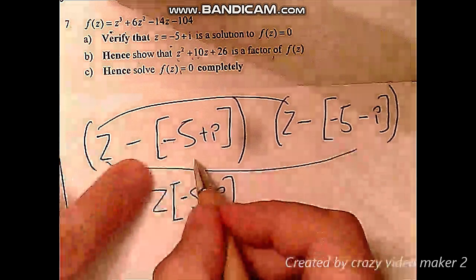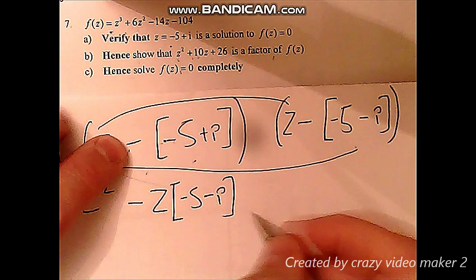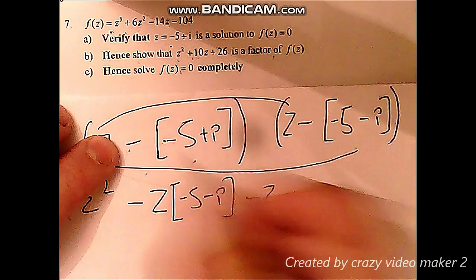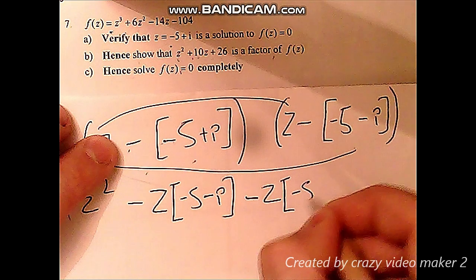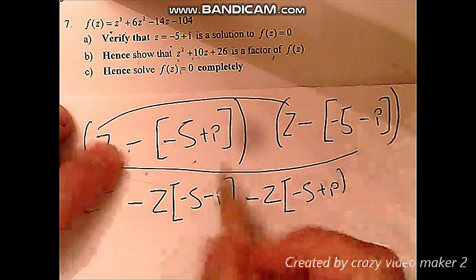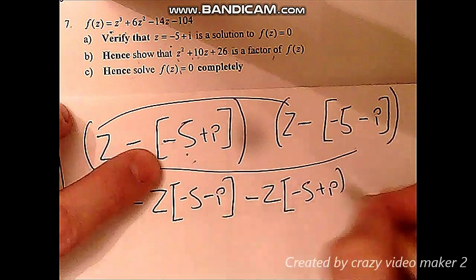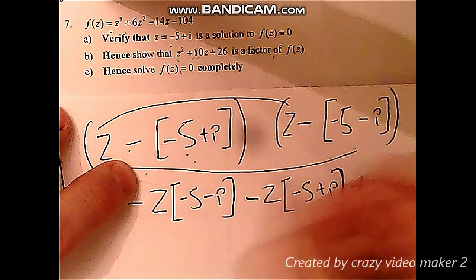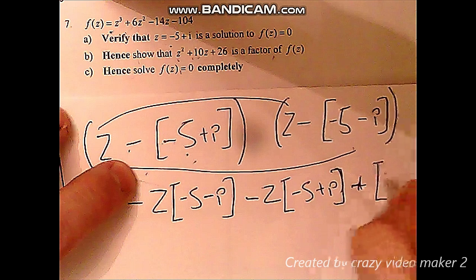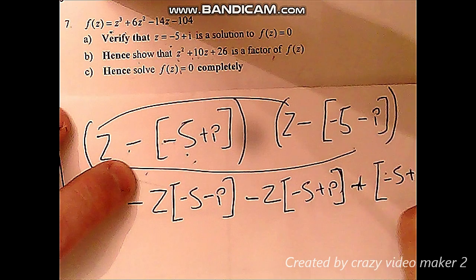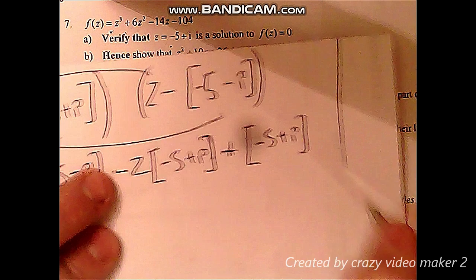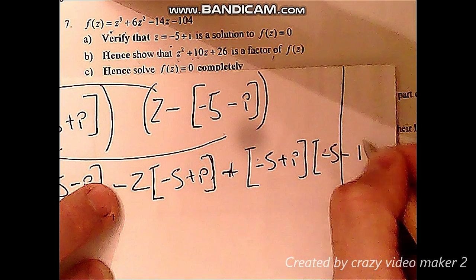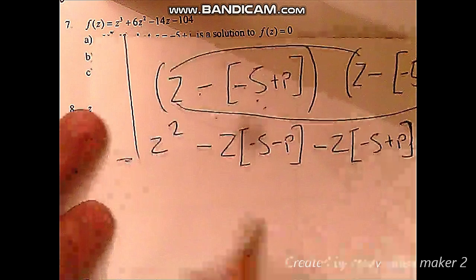Now I can move on to my next imaginary number. And don't forget this is a negative. This is also minus z in this bracket here, minus 5 plus i. And then I've got the last two terms multiplied. The minus and a minus will make it positive. So I've got minus 5 plus i, and then I've got minus 5 minus i.